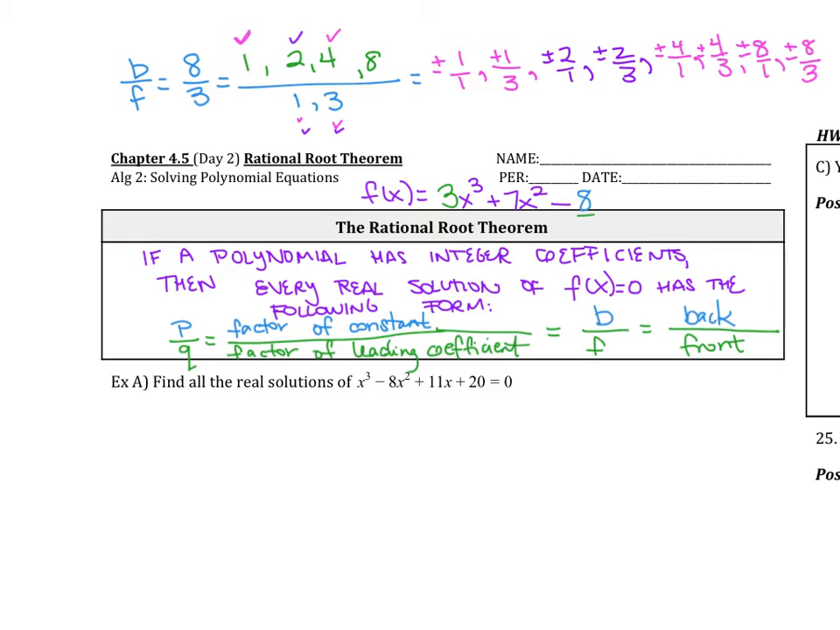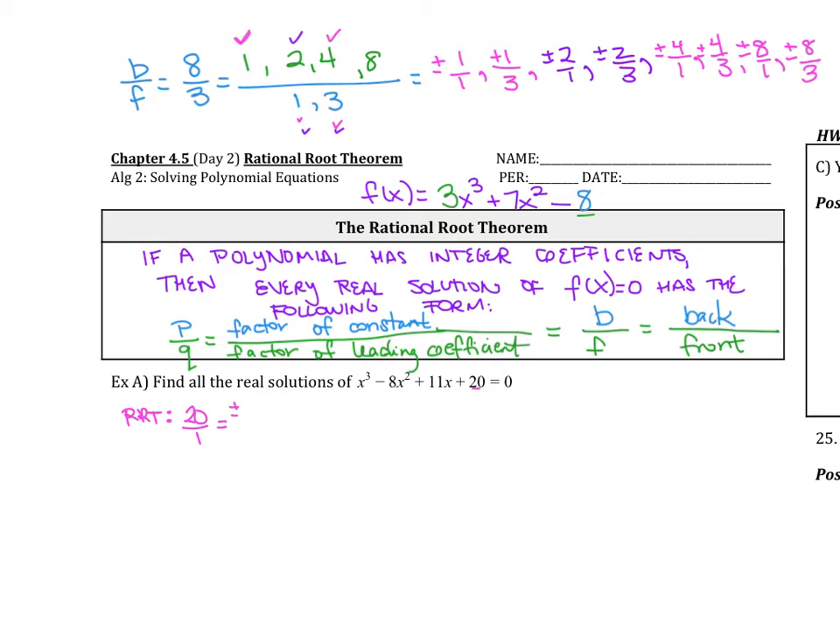So instead, what I'm going to use is the rational root theorem. And so I'm going to list all the possible solutions of this polynomial. It's going to be the back over the front. So back is that 20, that last number, over 1. So we're only really having to think about factors of 20. And so let's think about those.